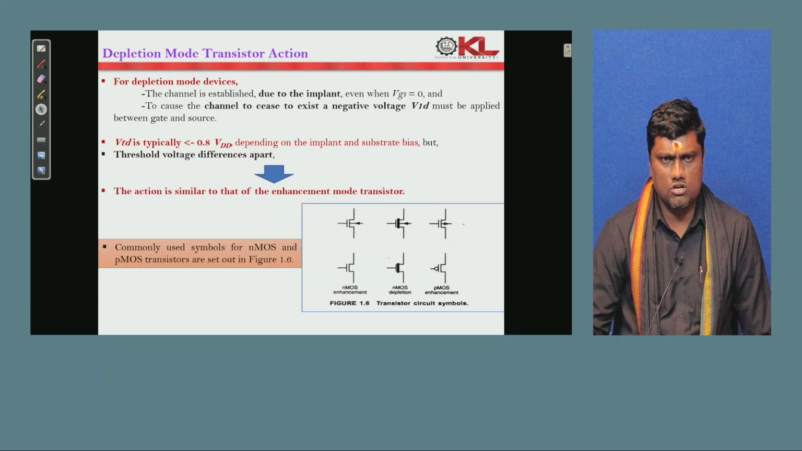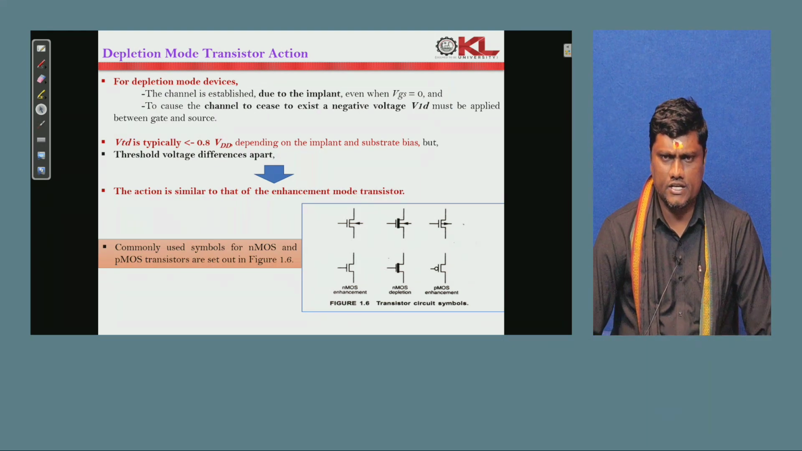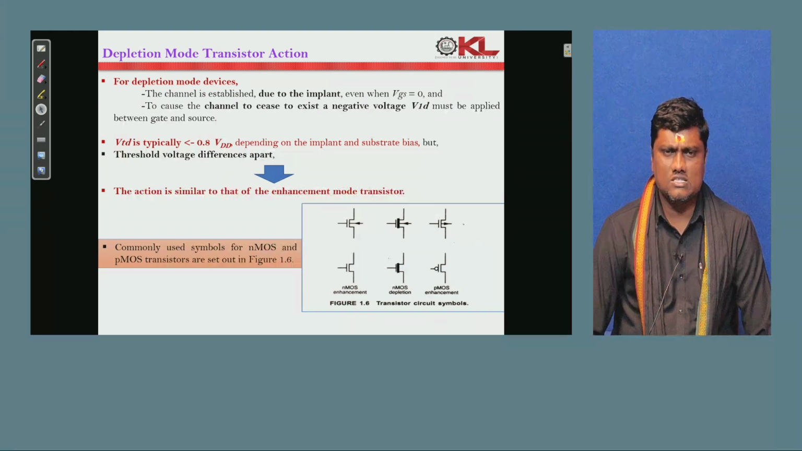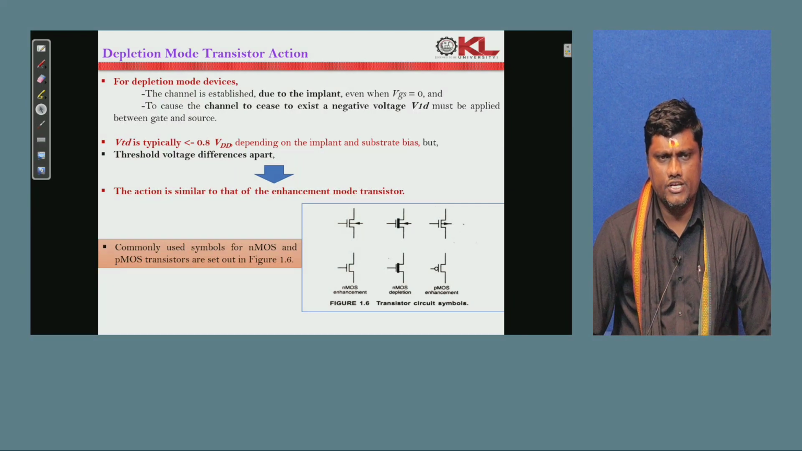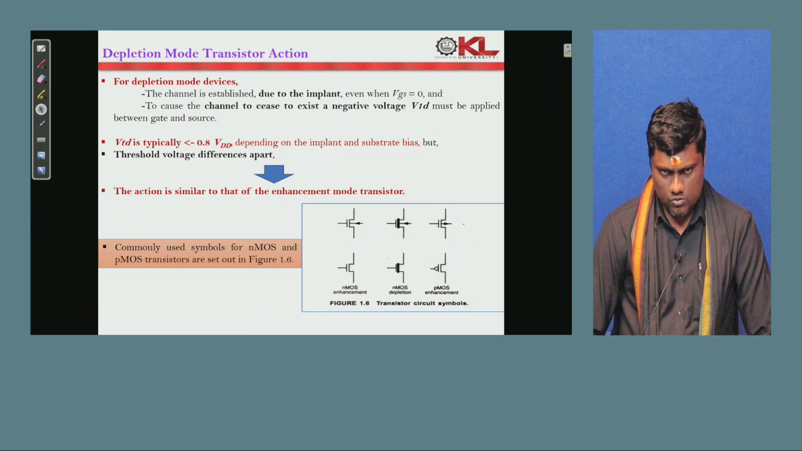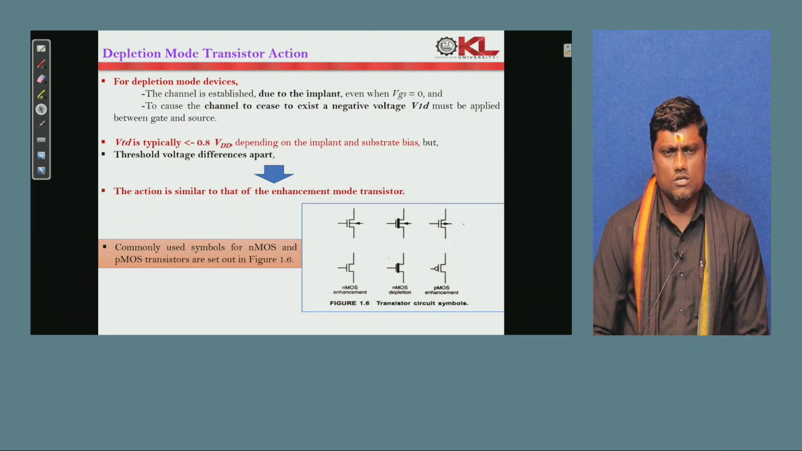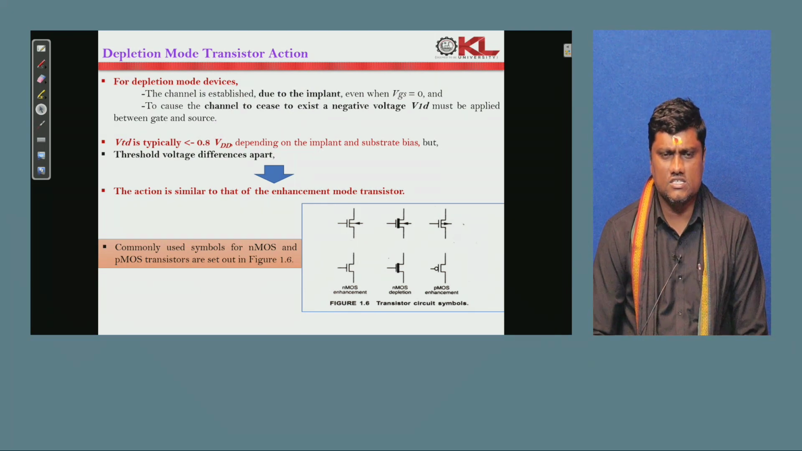In depletion mode devices, the channel is already established due to the implantation, with VGS equal to 0. But to cause the channel to cease to exist, a negative voltage needs to be provided between the gate and the source. In this case it is typically minus 0.8 VDD, depending upon the implant and substrate biasing, and the threshold voltage differs. The action is similar to the enhancement mode transistor, and we can see the symbols of the NMOS and PMOS transistor, which are shown here.